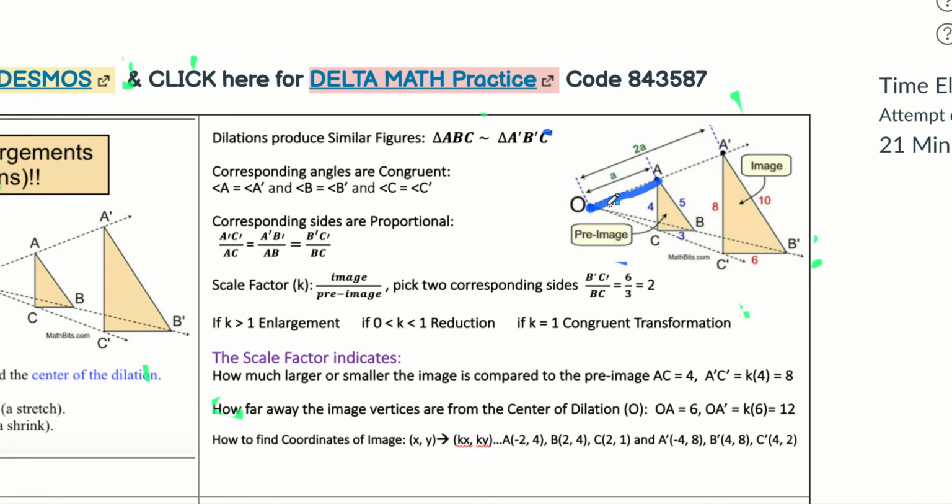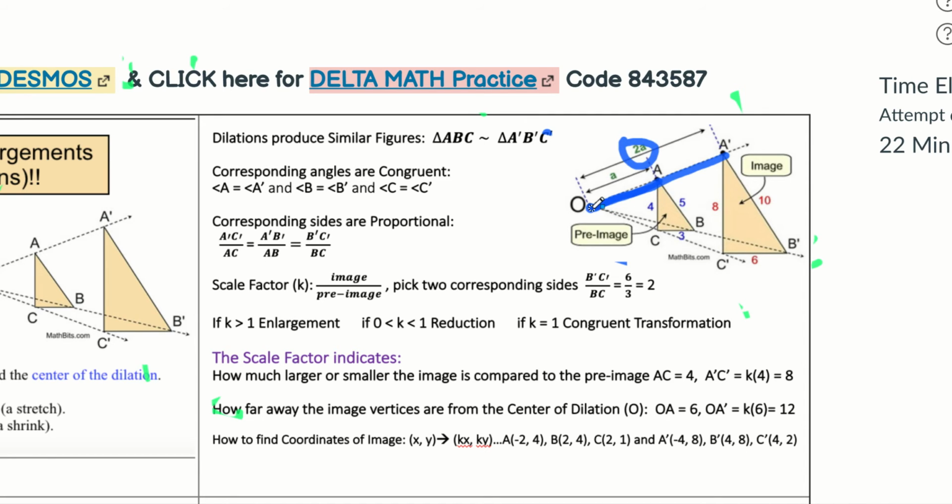Okay, so this right here, whatever this distance is, and it's labeled A, if I multiply this distance times the scale factor, which we found to be 2, I will get the distance of how far the image is away from that center of dilation. And that's where they got the 2 times A. And that's the same with the rest of these as well.